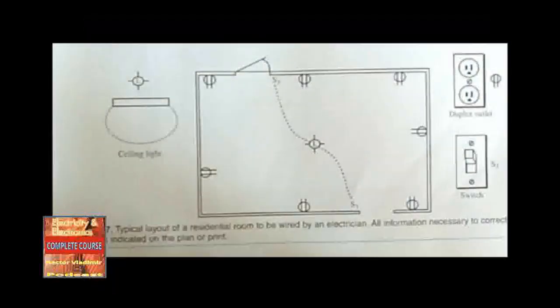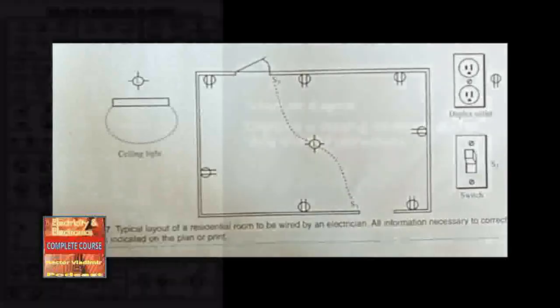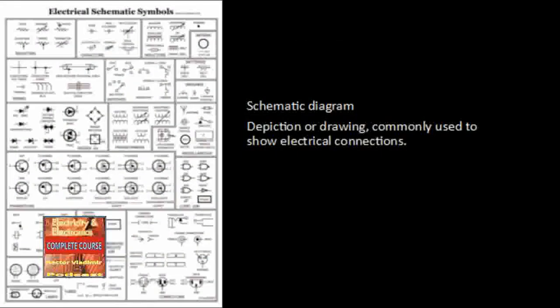Review questions for section 2.6. What is a schematic? It is a drawing that can show an electrical circuit for building, operation, or troubleshooting. What are the symbols used for? To represent electrical or electronic components on a diagram or a print.